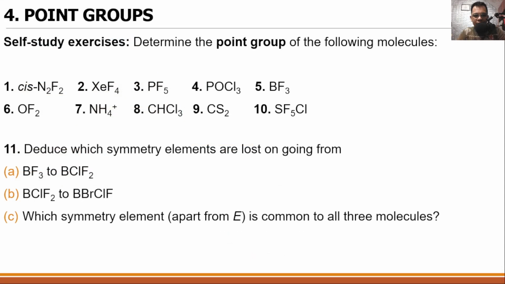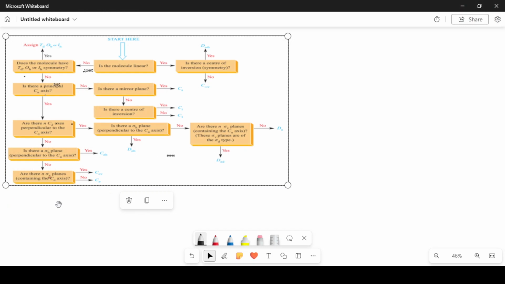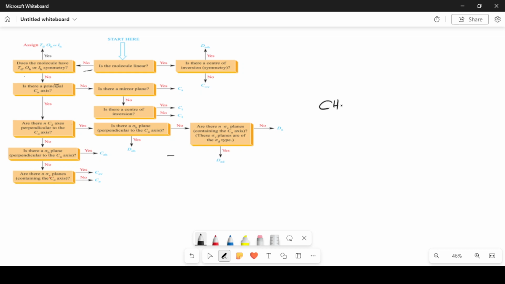Okay, what is the next number? That is CHCl3. So, let's draw this. Kung mapapansin ninyo, ito ay tetrahedral shape din, di ba? However, mayroon tayong ibang atom dito na naiiba, and that is the H.